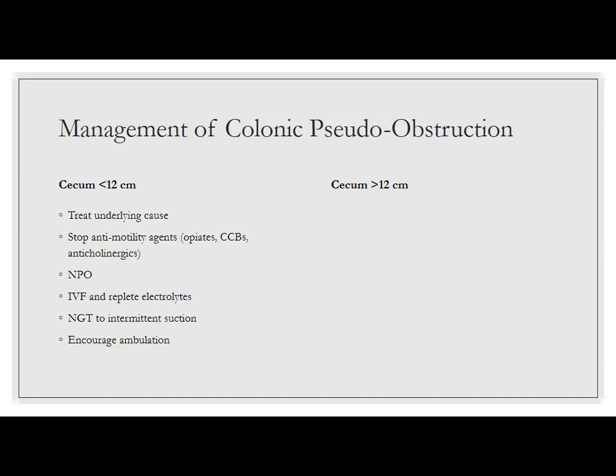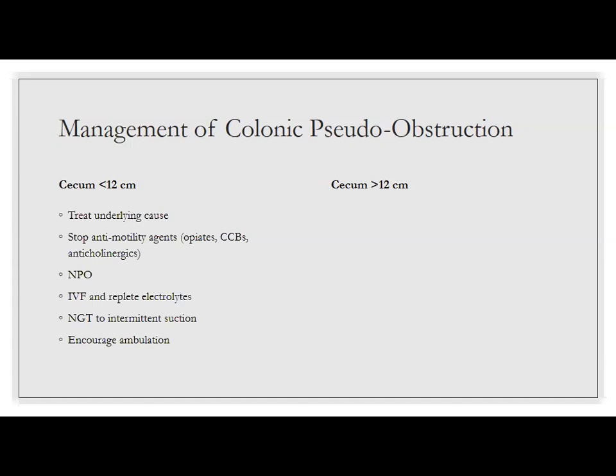So treat the underlying disease, and stop anti-motility agents; opiates and calcium channel blockers are big ones. Make them NPO, give IV fluids, and replete electrolytes. You can place an NG tube to suction. Make sure these patients are getting up out of bed, walking around, and turning in bed.